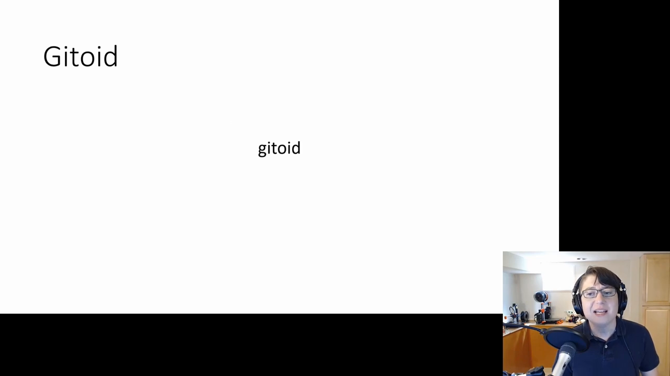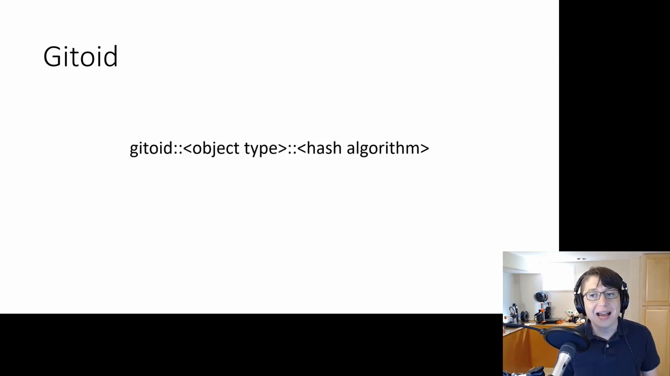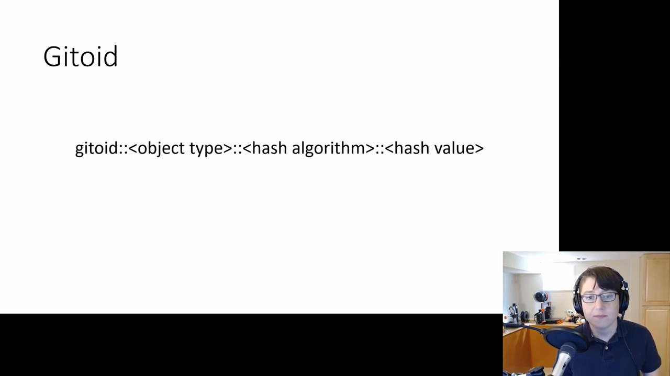A Gitoid is very similar to what Git uses to identify objects, but we add a couple of things to that. Gitoids first consist of the word Gitoid, followed by the object type, such as a blob, followed by the hash algorithm, SHA-1 or SHA-256 at the moment, followed by the hash value calculated using that algorithm.